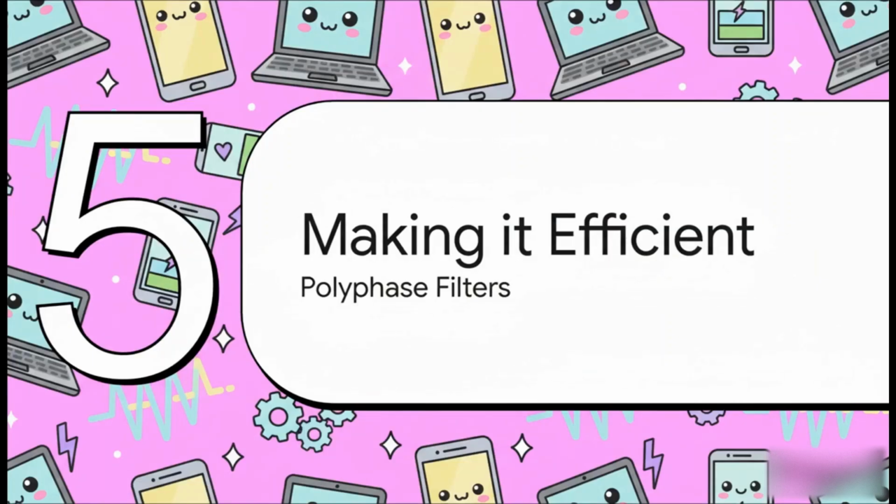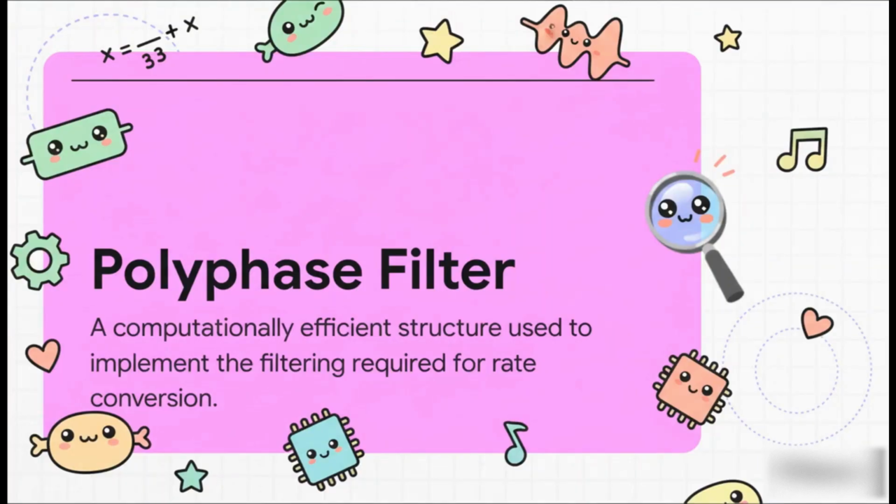Now, you might be thinking, wow, all this filtering and resampling sounds really expensive, like computationally. And you'd be right. If our phones and laptops had to do all these steps literally, our batteries would probably die in about 5 minutes. So engineers came up with a very, very clever trick to make it all practical. And that trick is the polyphase filter. This is the real secret sauce.